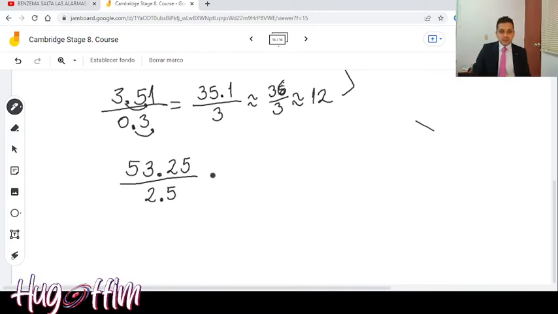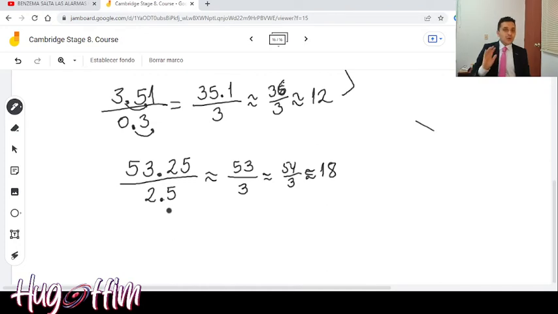This is 53.25, so I'm going to round it to 53, and 2.5 I'm going to round it to 3. I'm going to do it in the easiest way. 53 divided by 3, actually 53 divided by 3, it's around 54 divided by 3. 54 is divisible by 3, and it's going to be 18. So my division of 53.25 divided by 2.5 should be around 18.